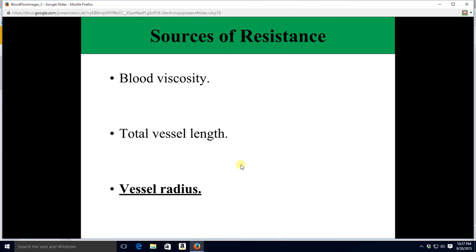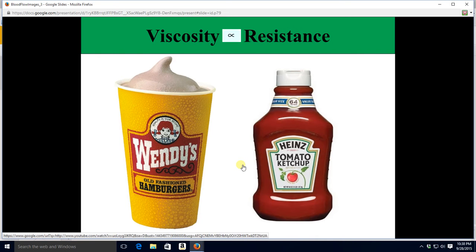Now, in doing so, we got to kind of take a step back and realize there's actually three sources of resistance: blood viscosity, total blood vessel length, and vessel radius, which, as you notice, I bolded it and underlined it there because it is the most important of the three. Okay, so viscosity. Viscosity, of course, is synonymous with thickness, and viscosity is directly proportional to resistance. If something is more viscous, it's got more resistance.